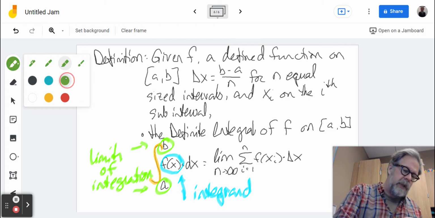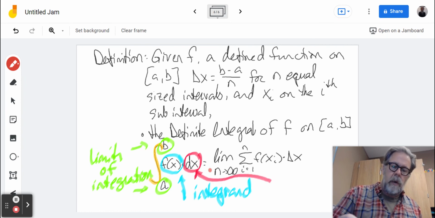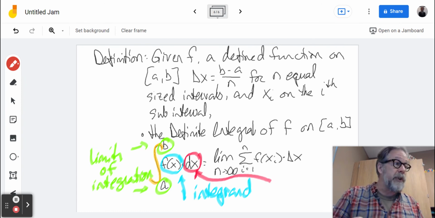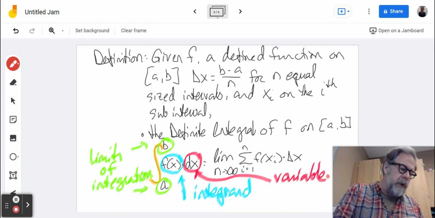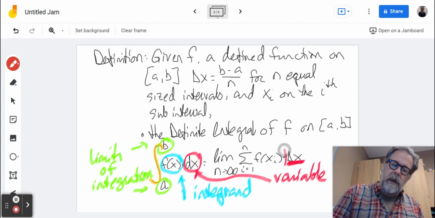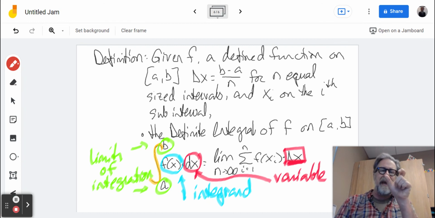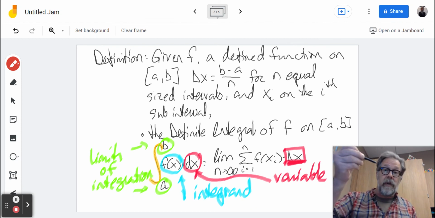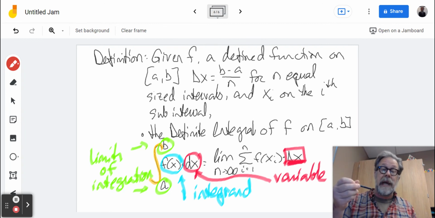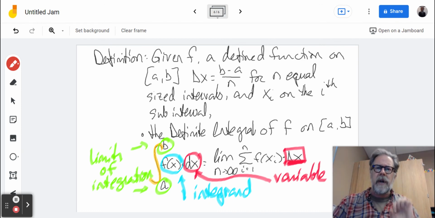And dx, this tells us what our variable of integration is. But notice also the similarity between delta x and dx. Dx just means that we're taking a delta x that is a limit as that goes to 0. Just like on the derivative, we started with delta y over delta x, changing y over changing x, and when we took the limit, we said dy dx because it's an infinitesimal change.